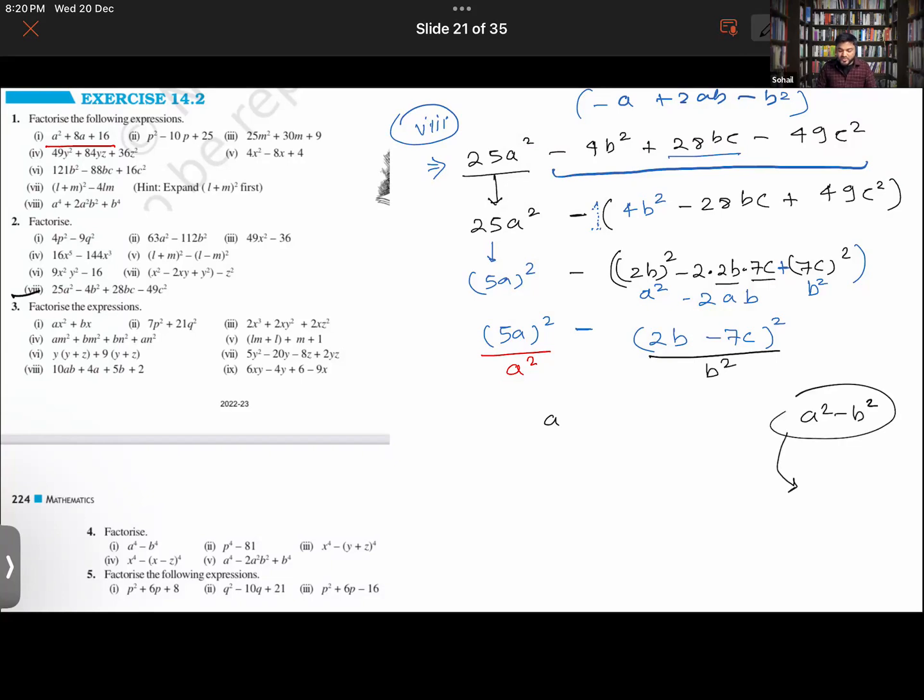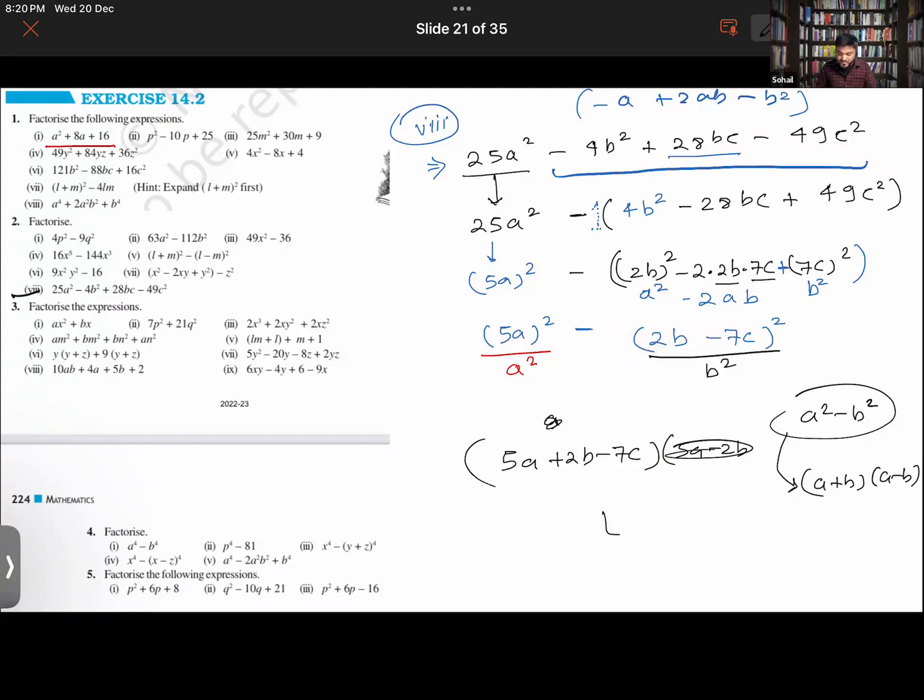this identity expands to, yes Arhan? So a plus b into a minus b. So thereby it is basically 5a plus 2b minus 7c into 5a minus 2b, like this.